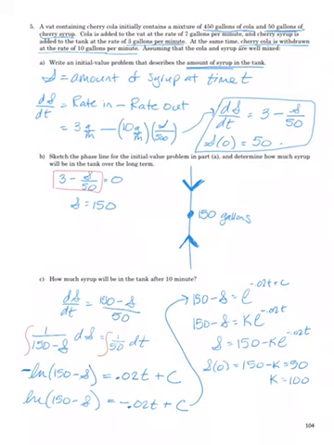I have a solution. To answer the question about 10 minutes, I have to plug 10 minutes into my function. So this is S of 10. I put in a 10 for t, and I get approximately 68.13 gallons of syrup.